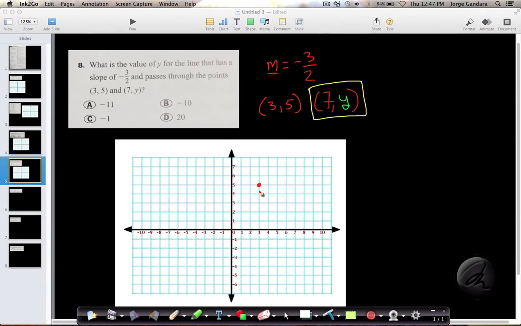So down negative 3: 1, 2, 3. And then over 2: 1, 2. Just in case, 1, 2, 3 down, and then over 2. Okay, so what I'm going to do now is draw a line through these points. It's a negative slope.